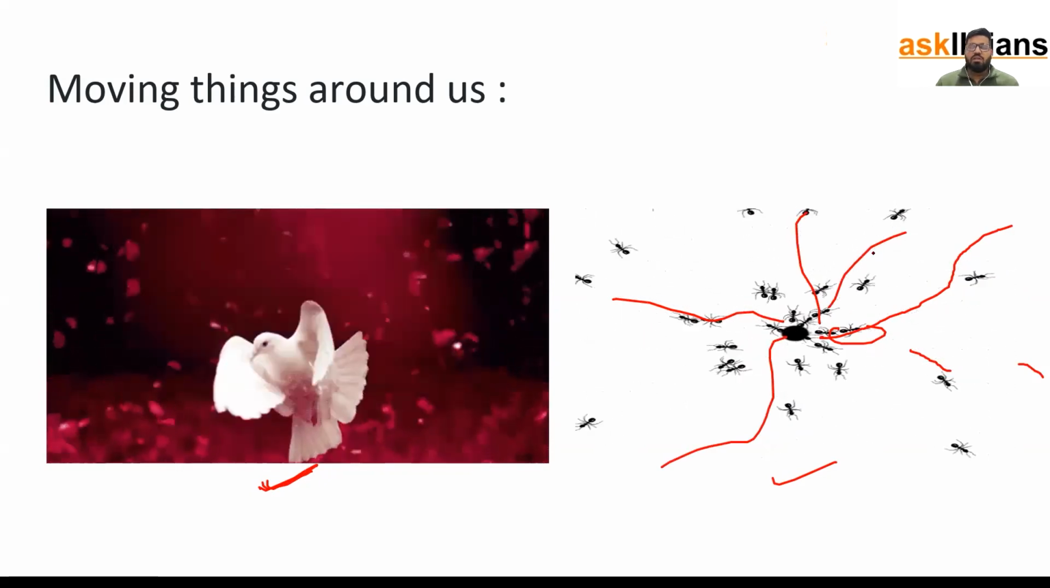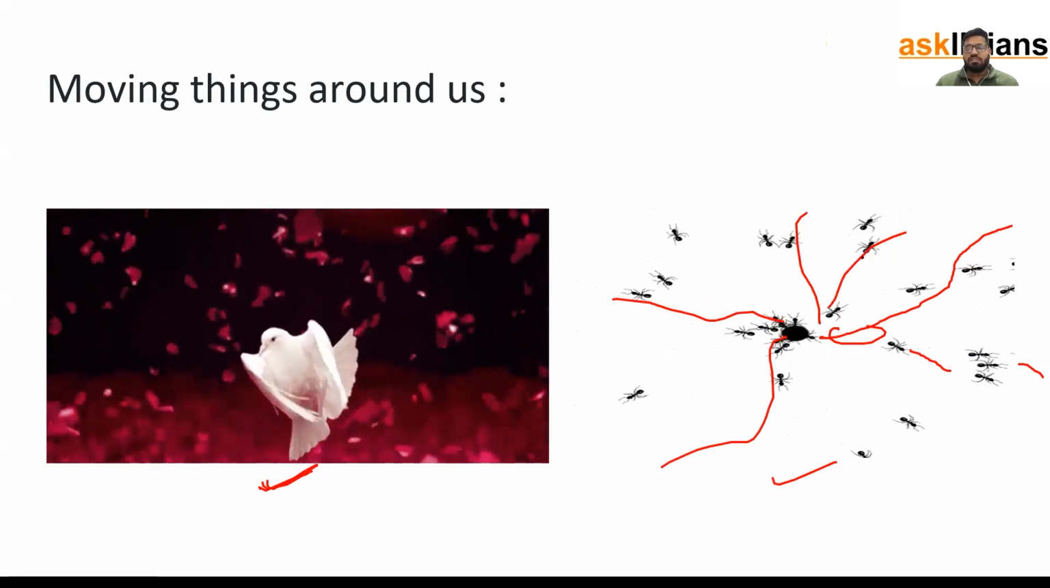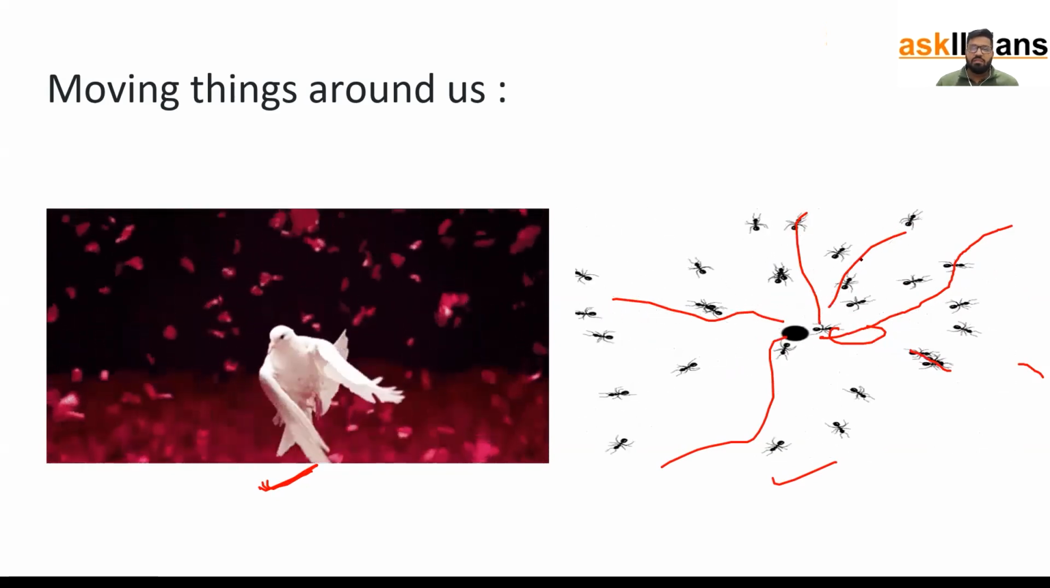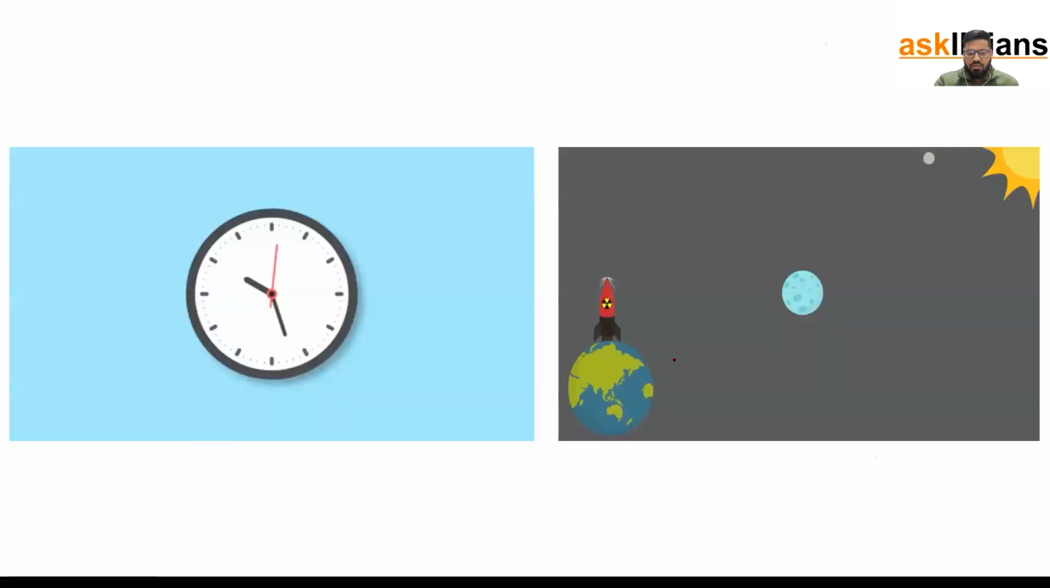So these are examples of moving things around us, which constantly change their position as time progresses. You can see one example here also: the second hand of a clock is moving continuously. And in the right picture, you can see a rocket or a satellite which started its journey from Earth, moved towards the moon, and then landed on the moon. So it has also changed its position with time.